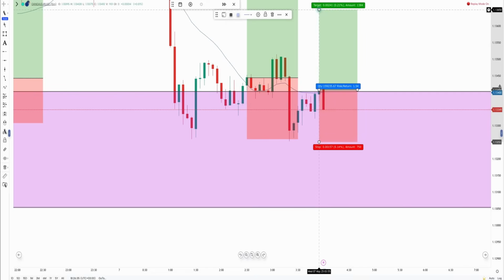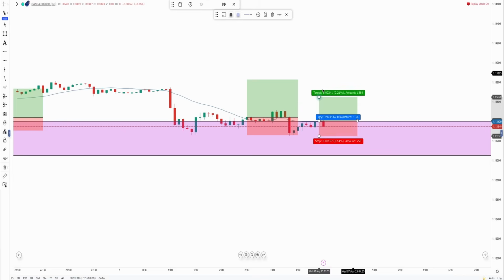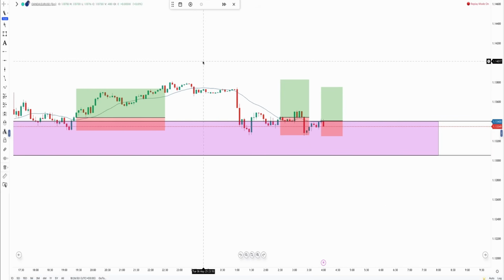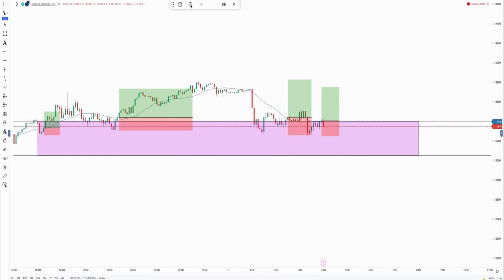Always look for a 1-to-2 risk to reward ratio in your trading. Don't just trade anyhow. Try to look for at least a 1-to-2. So 1-to-2 would put us around here. Let's see if this plays out. So this goes up into profit.